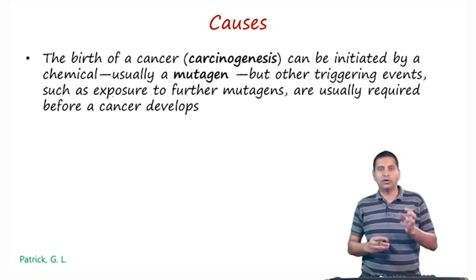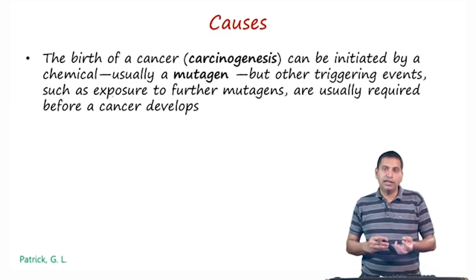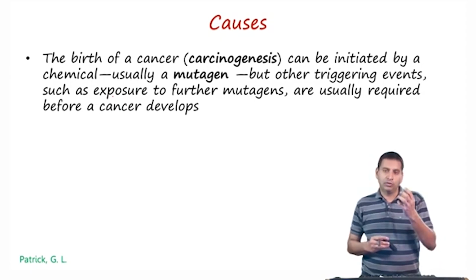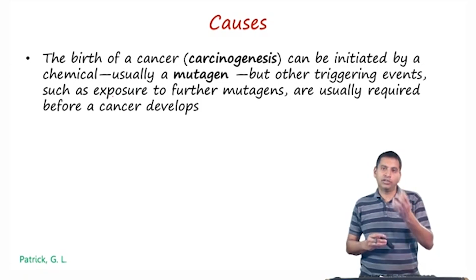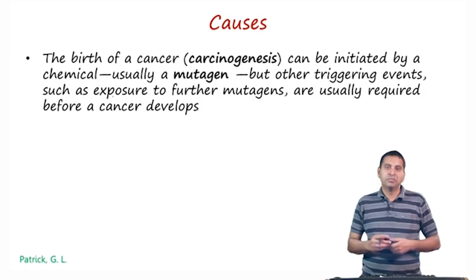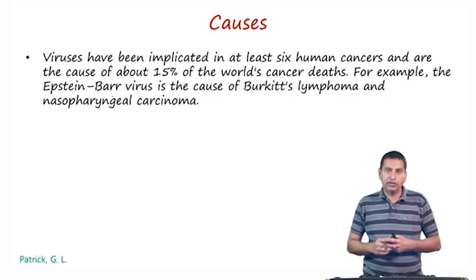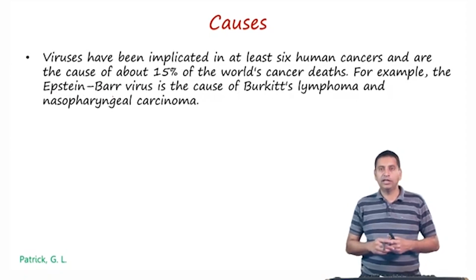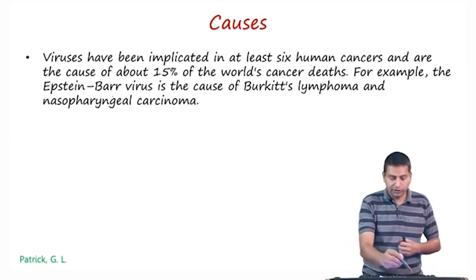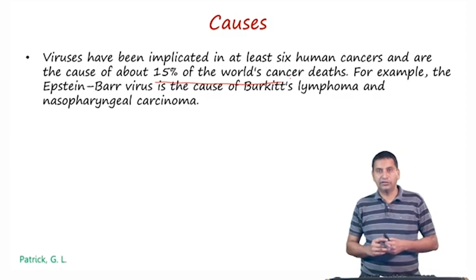The process of the birth of a cancer is called carcinogenesis, and it is initiated by a chemical known as a mutagen. But other triggering events such as exposure to further mutagens, for example, smoke from a cigarette, are also required for the cancer to develop. There are some viruses which have been implicated in at least 6 human cancers, and these cause about 15% of the world's cancer deaths.